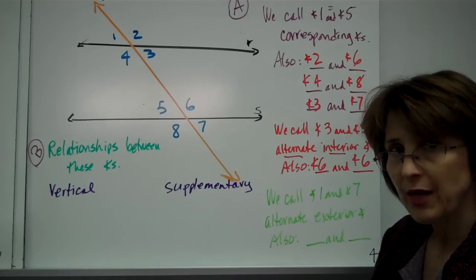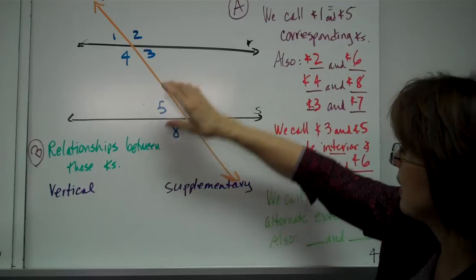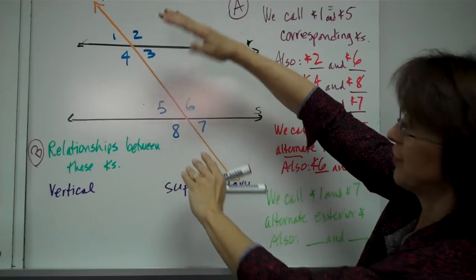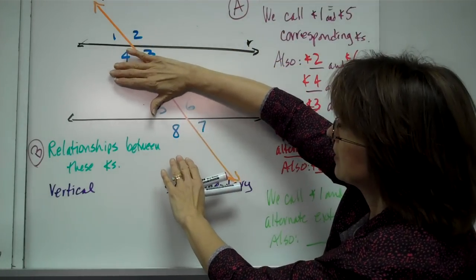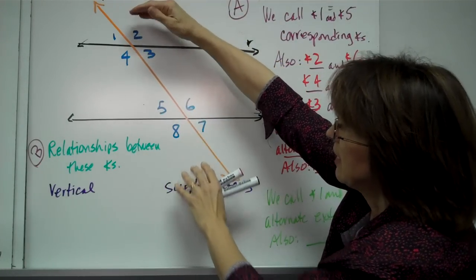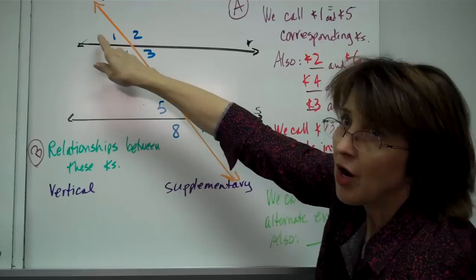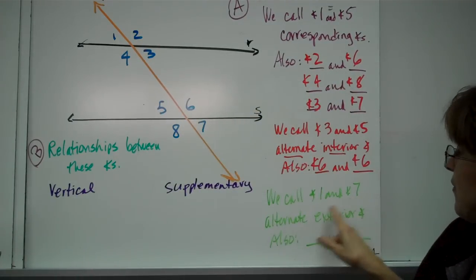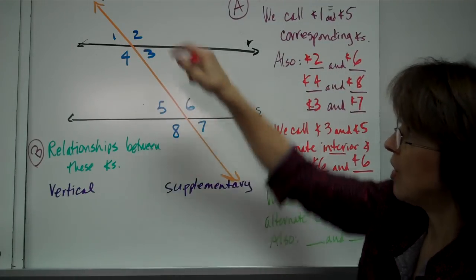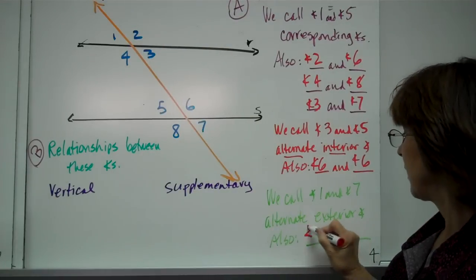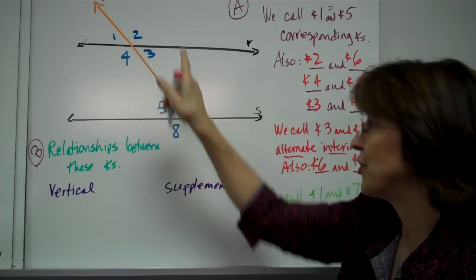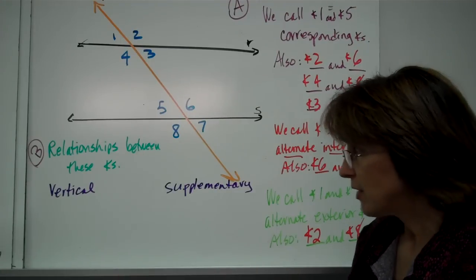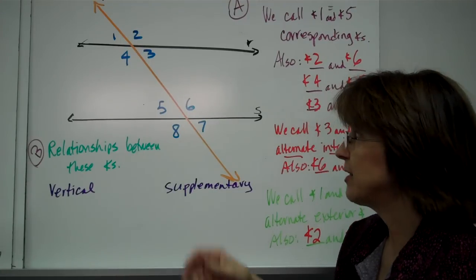Okay? And the last set we have are exactly what you're probably thinking, alternate exterior, where I did the interior. So forget about these 4 inside. Now we have these 4 on the outside. So 1 is going to be the alternate exterior to 7. So 1 and 7 are alternate exterior. And so also we would have 2 would be alternate exterior to angle 8. Okay? So now let's go ahead and just talk about what we do know about some of these.